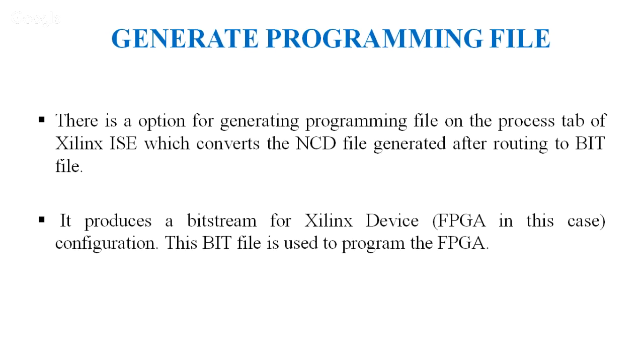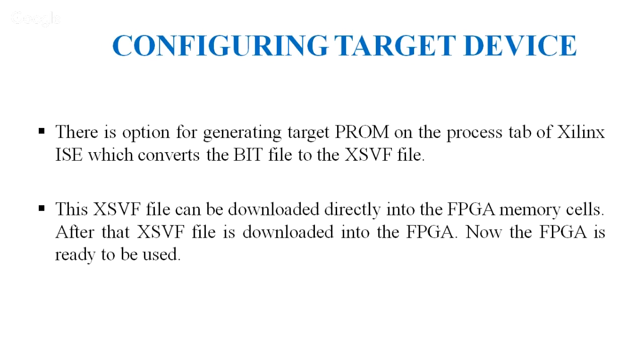So we will take the next step, configure target device. In this step, there is an option for generating target PROM on the process tab of Xilinx ISE, which converts your bit file into an XSVF file. This XSVF file is the actual file which we need to burn into your FPGA. So when your XSVF file is created, now your FPGA is ready to be used.